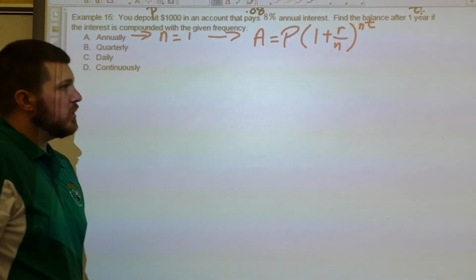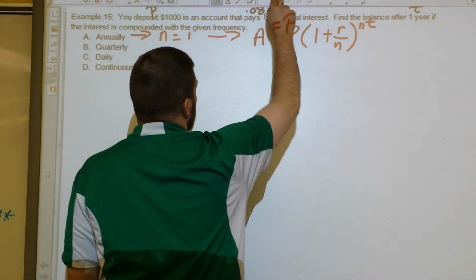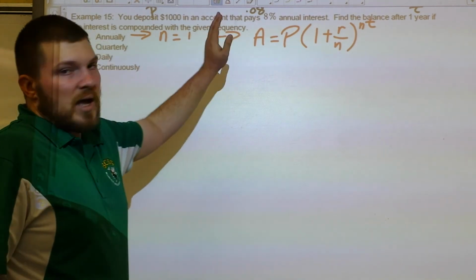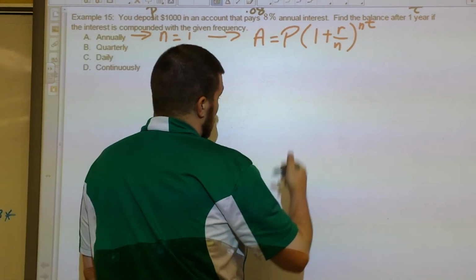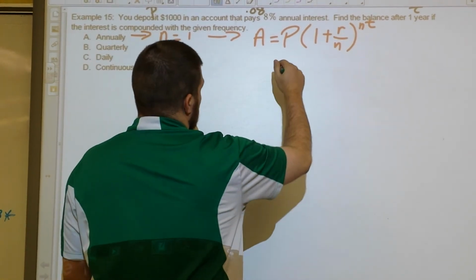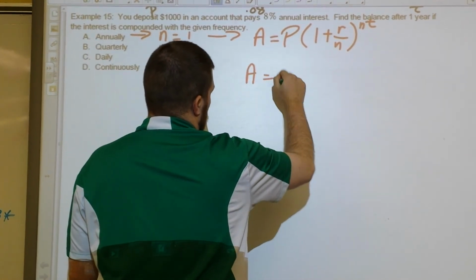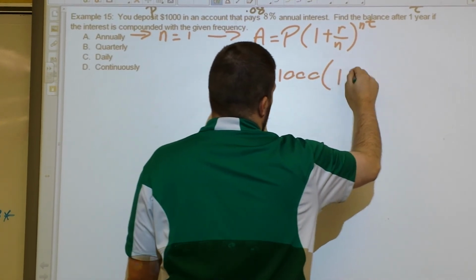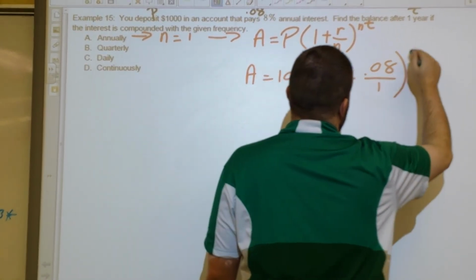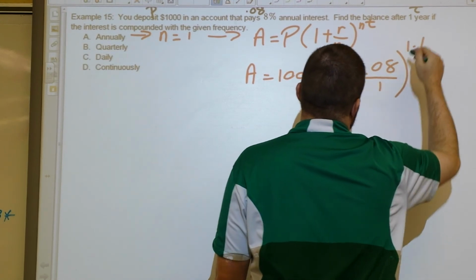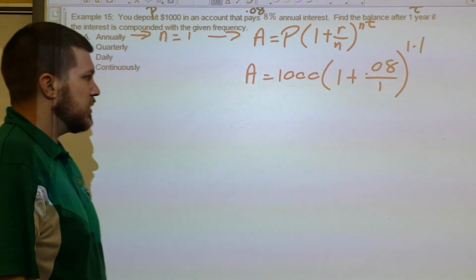So I'm going to plug in what I know now for part A, and I want to calculate how much money I'm going to have in the bank after this 1 year interval if the interest is only compounded annually. So I have A equals 1,000, 1 plus 0.08 over 1, to the 1 times 1 power. Just plugging in everything that I know.